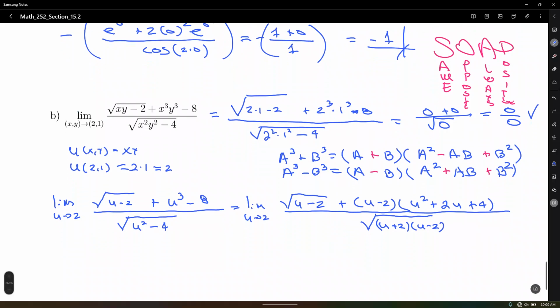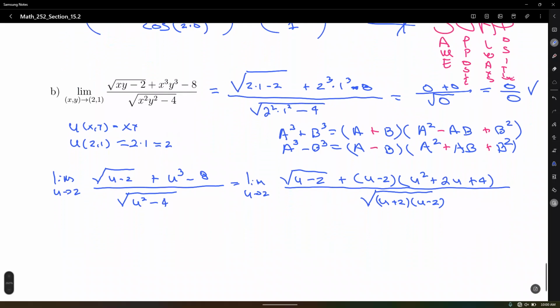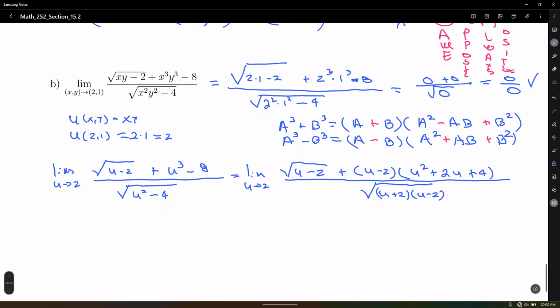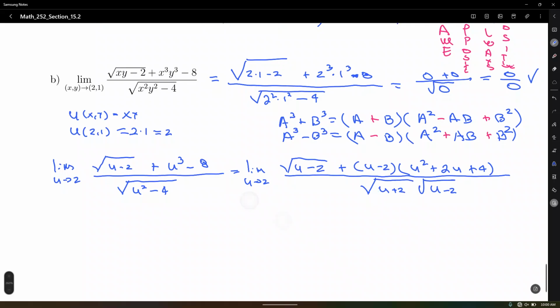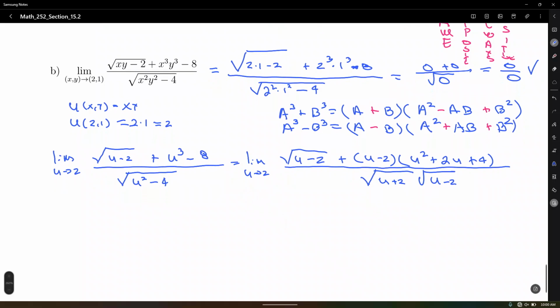Because then I'm going to break this up into a product of two radicals. That is the product rule for radicals. Actually, how about we do it right now? Let me do this. u minus 2. I think it's pretty obvious to see. Somehow I'm going to cancel the radical that cancels the 0 in the denominator. Which one is it? It's the radical with the u minus 2.